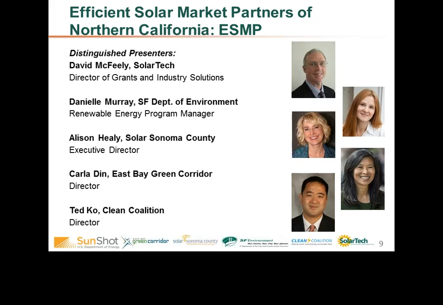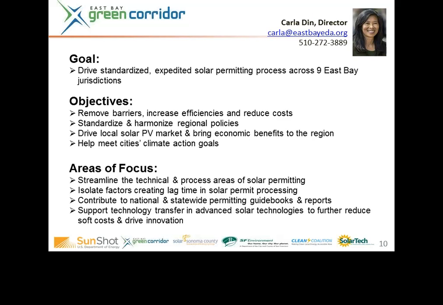Okay, let me start off with Carla Den. The East Bay Green Corridor is going to be driving standardization and expediting solar permitting processes in their 9 East Bay region jurisdictions, removing permitting barriers, working with those different jurisdictions to see if there's a common way that they can streamline across all those jurisdictions, so that if you're an integrator working in that area, as you go from city to city jurisdiction, you're not experiencing a completely different permitting process, but you're seeing roughly the same kind of process implemented in each jurisdiction, and a fairly clean and easy process for you to make use of.